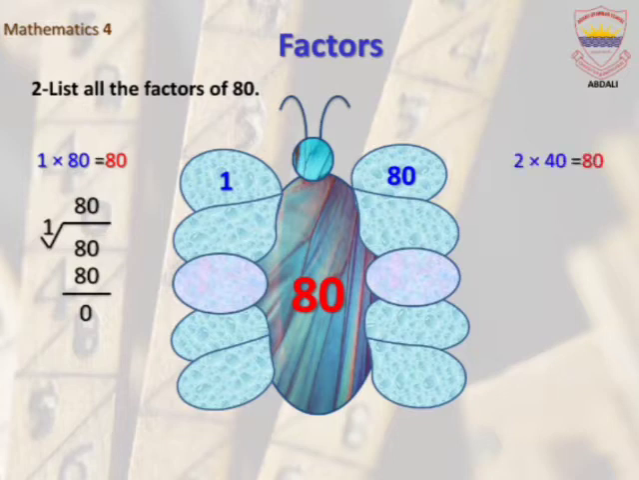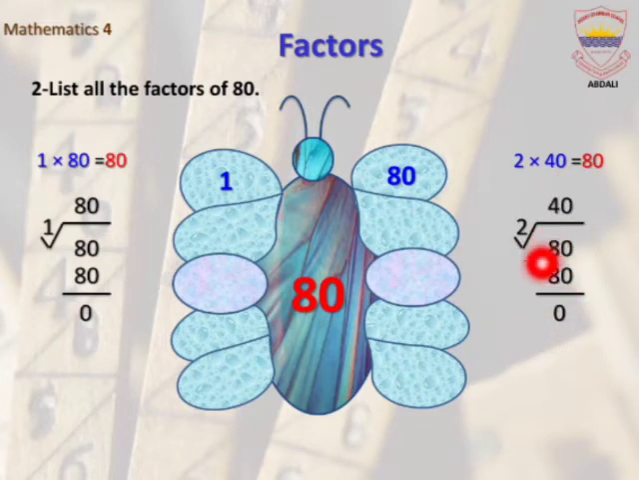Now students, let's find other factors of 80. 2 multiplied by 40 equals 80. When we divide 80 by 2, we get 40. So 2 and 40 are also factors of 80.